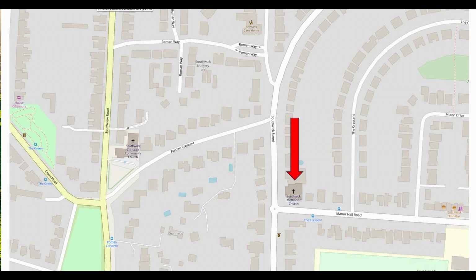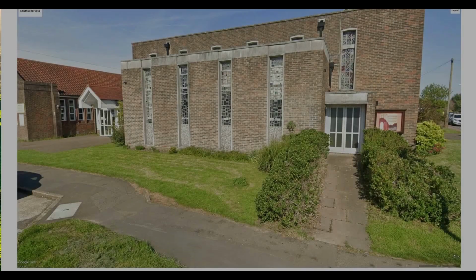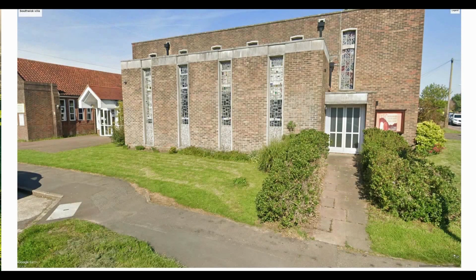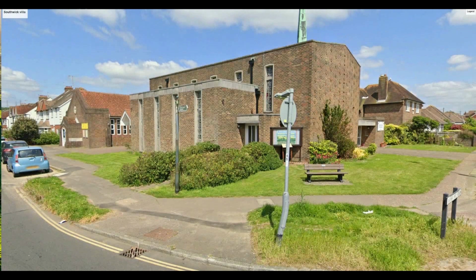The site is now occupied by a Methodist church. Notice the location of Roman Crescent in relation to the site. This is a street view of the villa site today. A wider view taken from the corner.